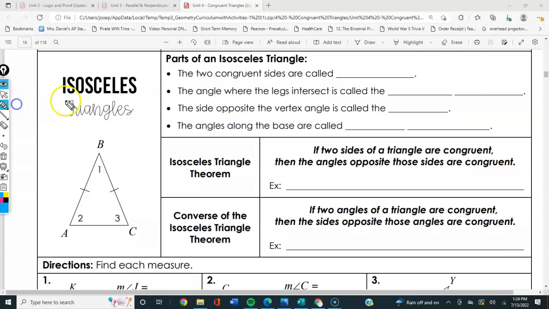Today we are looking at 4.3, Isosceles and Equilateral Triangles. Alright, let's get right to it.